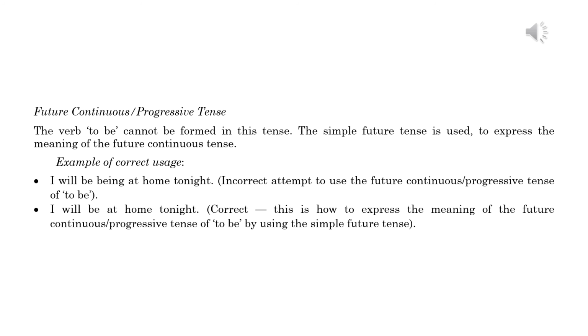Example of correct usage. I will be at home tonight. Incorrect attempt to use the future continuous or progressive tense of to be. I will be being at home tonight is incorrect. I will be at home tonight. Correct. This is how to express the meaning of the future continuous or progressive tense of to be by using the simple future tense.